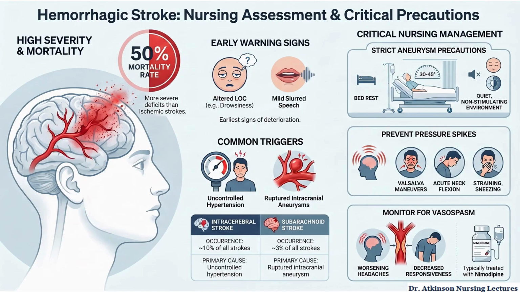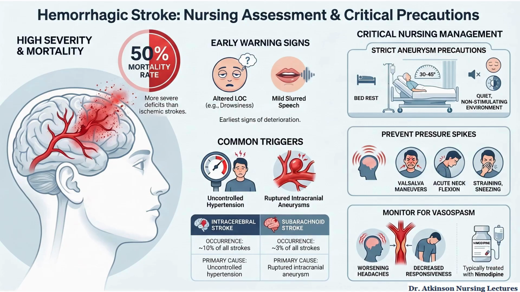Let's finish with the biggest nursing priorities to remember with hemorrhagic stroke. First, altered LOC is often the earliest sign of deterioration. Even subtle drowsiness or mild slurred speech matters. Never ignore neuro changes. Second, hemorrhagic stroke is highly unstable. Prevent rebleeding by controlling blood pressure and avoiding anything that spikes intracranial pressure like straining, Valsalva maneuvers, neck flexion, excessive stimulation, or coughing. Keep the head of bed elevated about 30 to 45 degrees and maintain a calm, quiet environment.